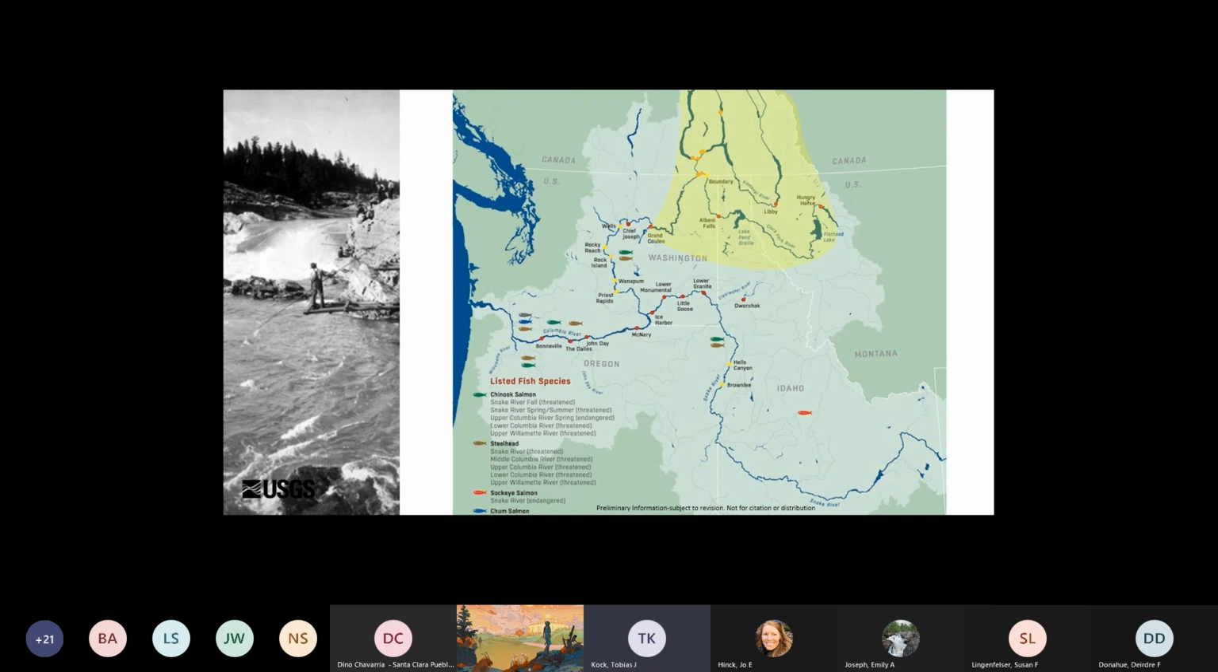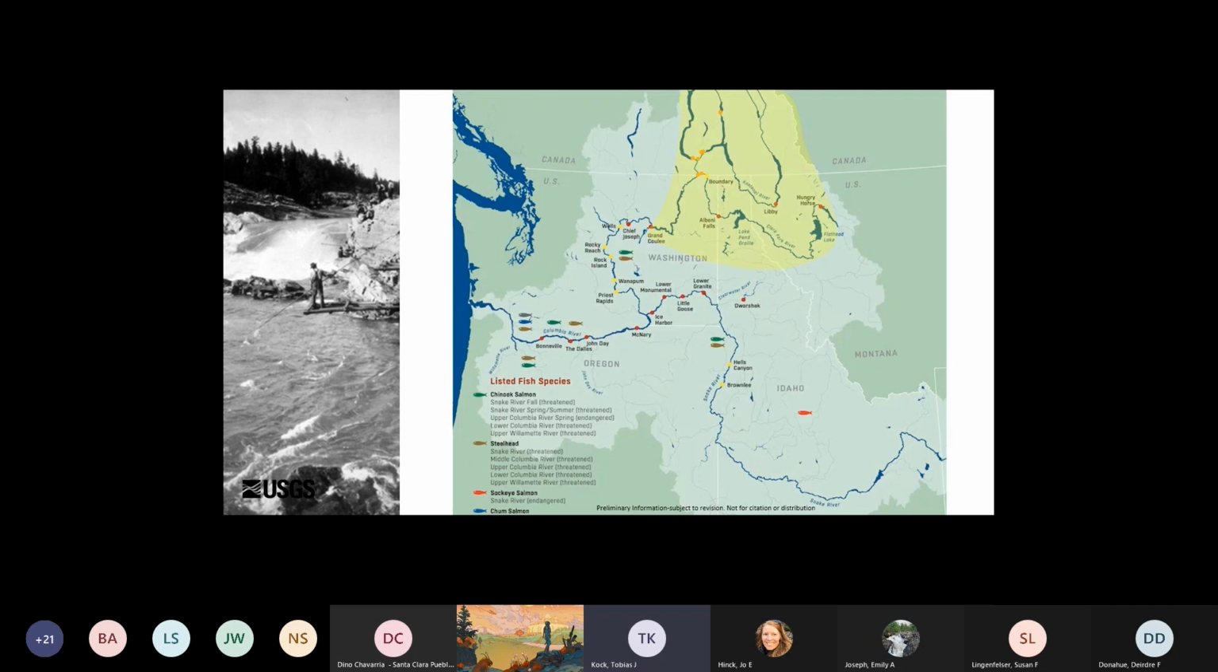This map shows all of the dams that are in place. At each location, you can see a pretty vast number of dams that have affected connectivity and fish passage throughout the basin. And for today, we're going to be talking about this area I've shaded in yellow, the Upper Columbia Basin, and we're going to be talking specifically about Chief Joseph and Grand Coulee dams.